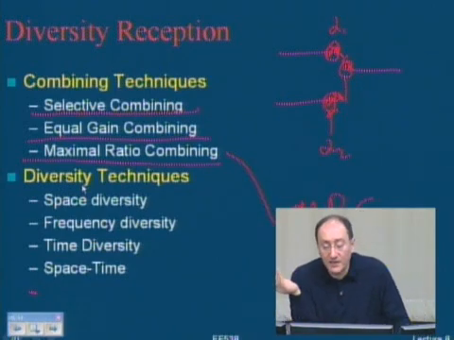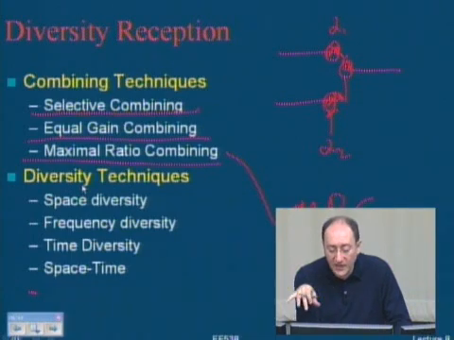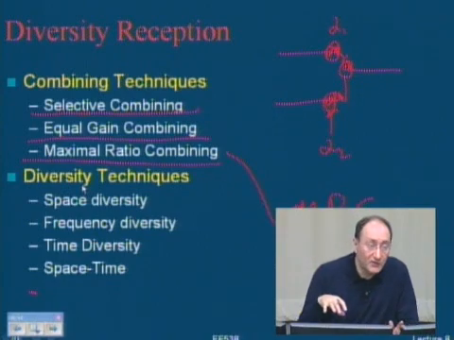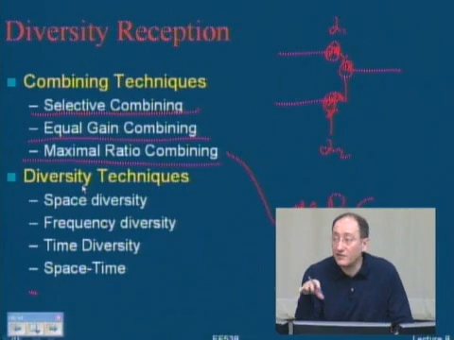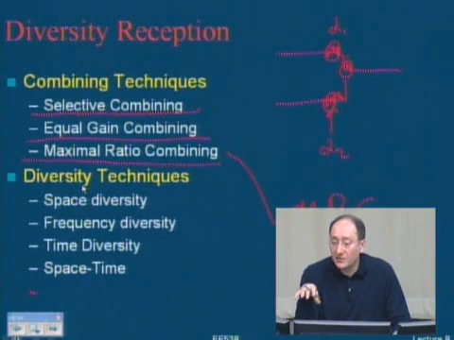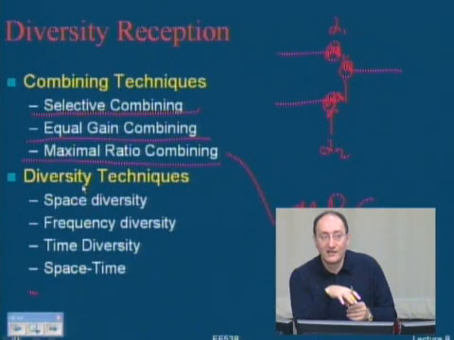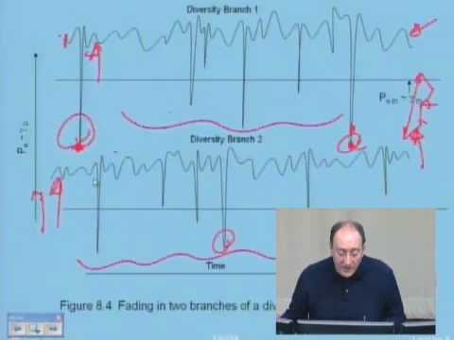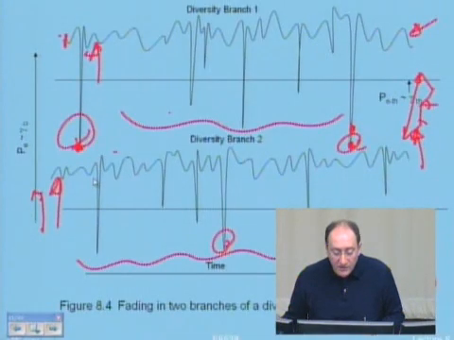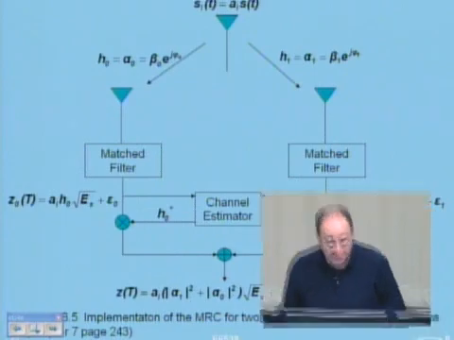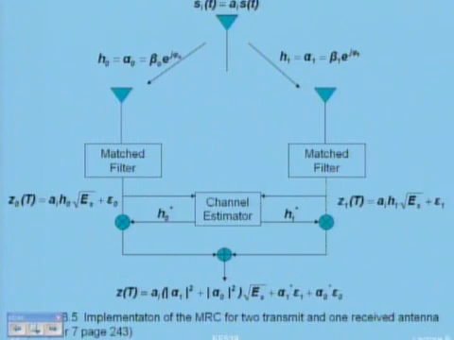But the first step that we want to go to, we want to look at our old story. What was my old story? My fading was Rayleigh, and I want to see quantitatively what is the impact of diversity. In order to do that, we start with this. I'm just talking about the maximal ratio combiner. This is an example of a maximal ratio combiner.